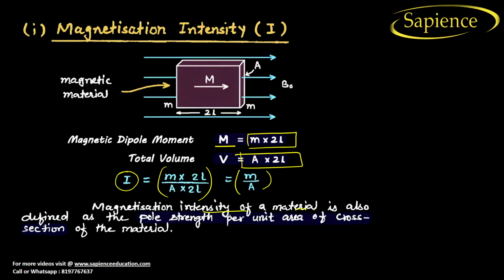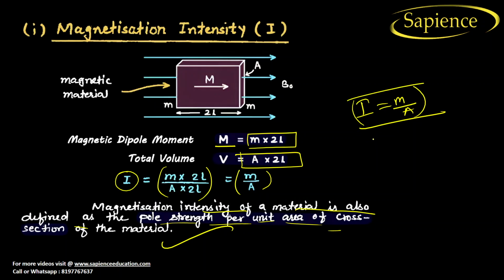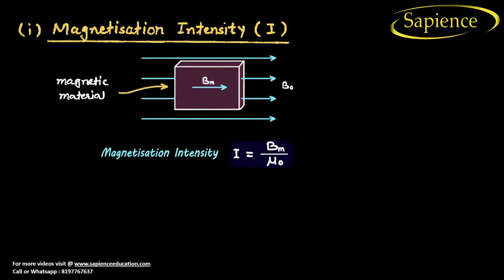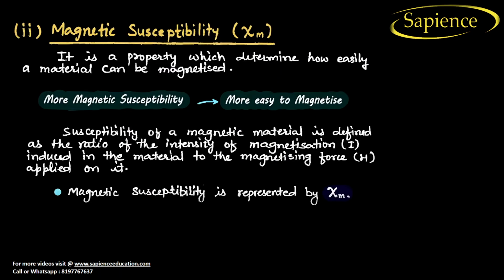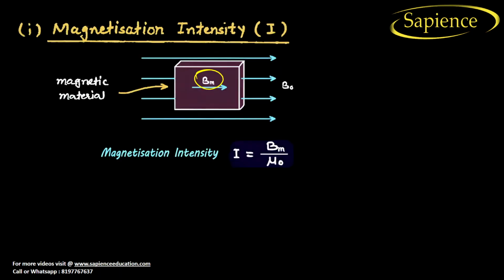So magnetization intensity of a material is also defined as the pole strength per unit area of cross section. This is a very important formula. Pole strength per unit cross section area is known as magnetization intensity. Okay, I hope you have understood. If you have not understood, pause the video and see it again. Magnetization intensity can also be written as Bm by mu naught, where Bm is the magnetic field due to magnetization, divided by mu naught.